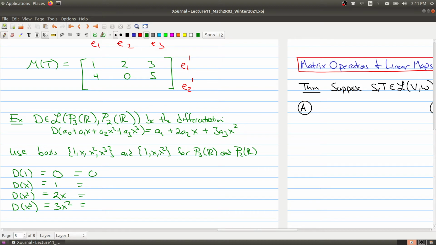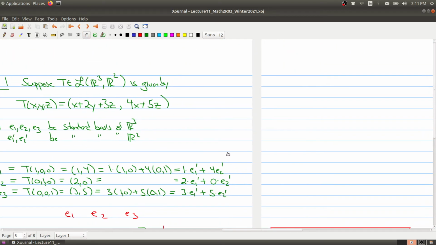So 0, we can write as 0 times 1 plus 0 times x plus 0 times x squared. 1, we can write as 1 times 1 plus 0 times x plus 0 times x squared. 2x can be written as 0 times 1 plus 2 times x plus 0 times x squared. And 3x squared can be written as 0 times 1 plus 0 times x plus 3 times x squared. And so this information here is going to tell me what my matrix looks like. And I have room on the next slide to do that.